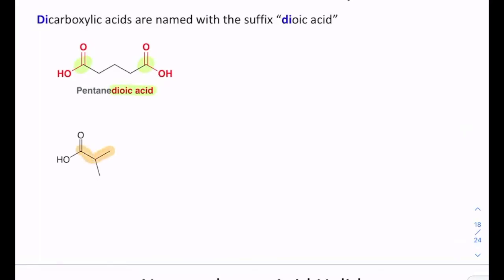And so that is going to be propanoic acid, but we have to talk about the substituent as well. So this is going to be carbon 1, 2, 3, 2-methyl propanoic acid.